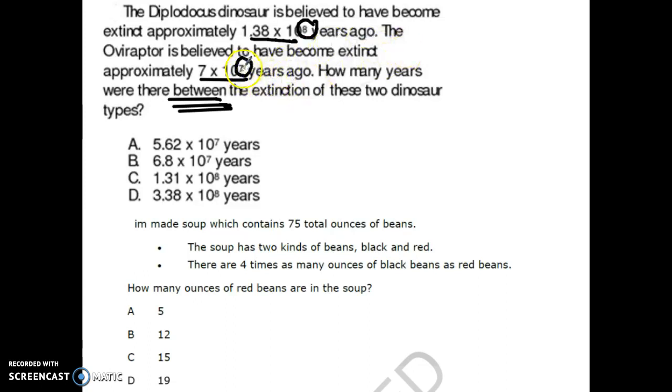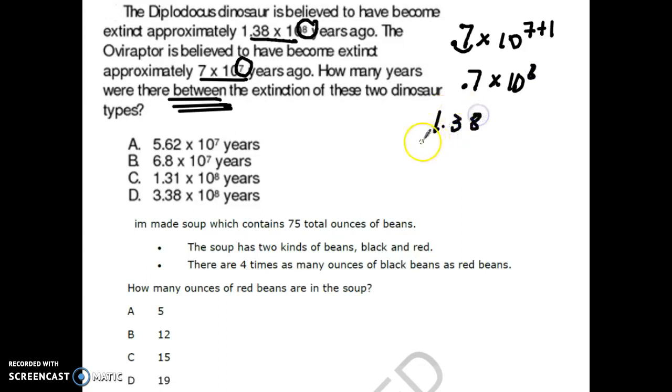So this is 7 times 10 to the 7th power. In order to make the exponent 8, to keep this equivalent, I need to move the decimal. So this is 0.7 times 10 to the 8th power. And now we just subtract 1.38 minus 0.7. Forget that. Jeez, I'm over here tripping.